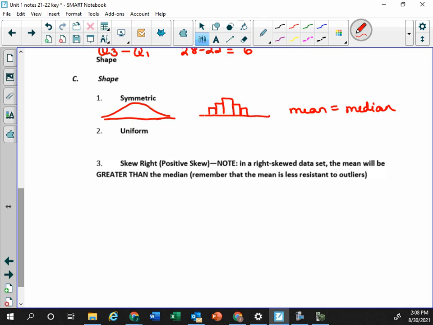All right, another type of distribution is uniform. It just means it's the same the entire way across. So you usually see it with a histogram. It's just like everybody just lines up. That's uniform. It's technically also symmetric, but it's a more unique situation than symmetric is, so you want to describe that as uniform.